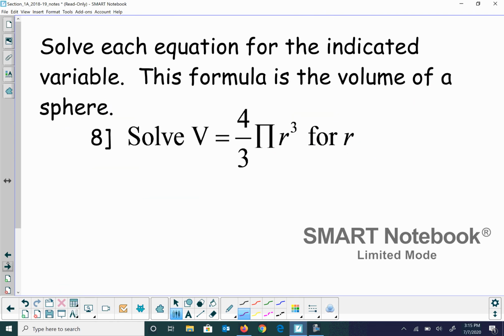Okay, solve the equation for the indicated variable. This is the formula for volume of a sphere. So a sphere, remember, is a ball. So we want to solve this for r. So I want to get r by itself. Realize r is raised to the third power.